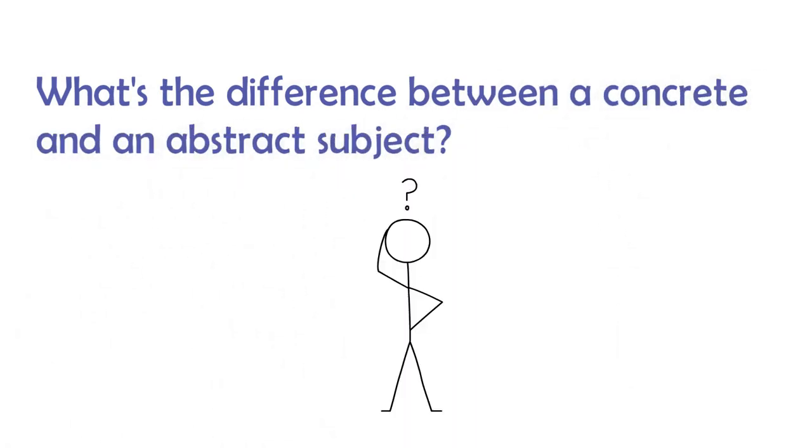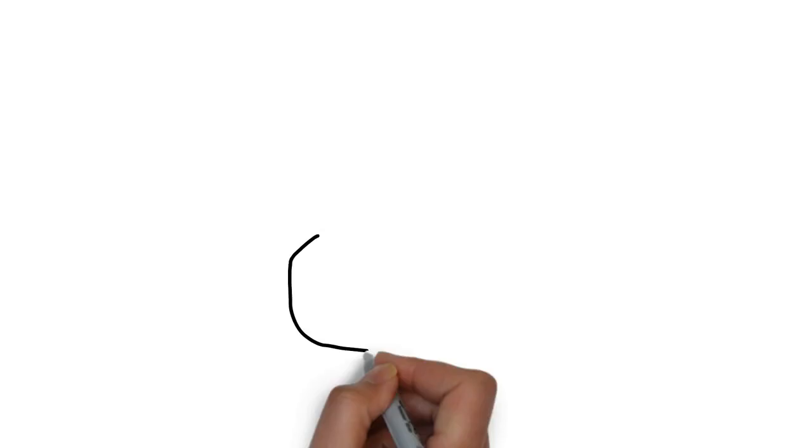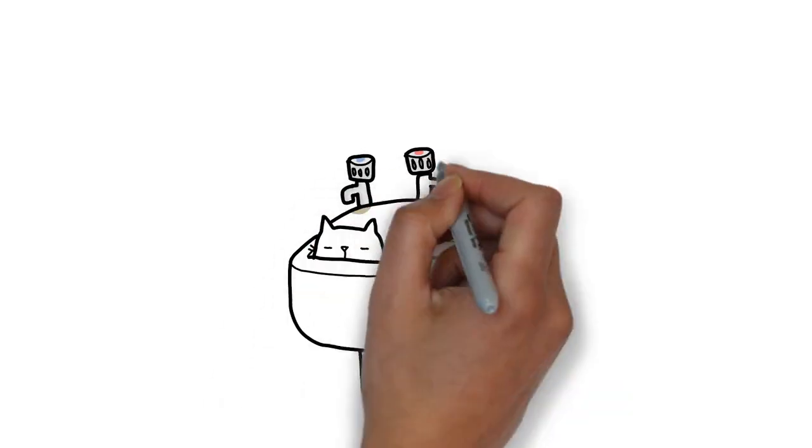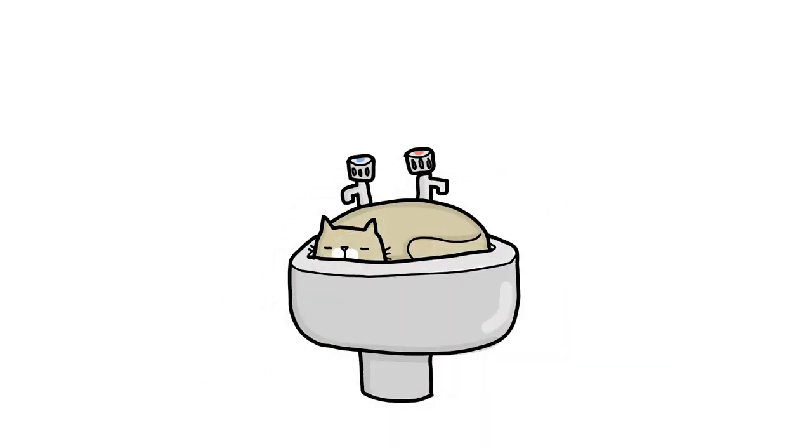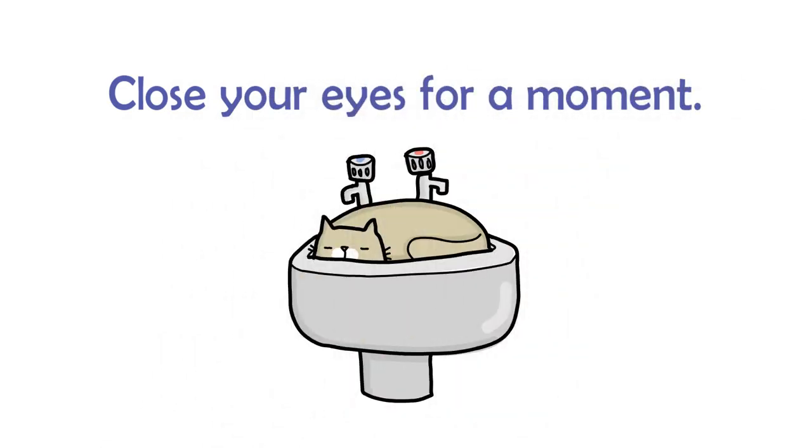Now, the best way I know of doing this is with a quick exercise. All I need you to do is to make like this dude in the sink and close your eyes for a moment. And while your eyes are closed, I'm going to name 6 nouns. All you have to do is picture those nouns in your head when I say the words. We ready? Okay, so let's have at it.